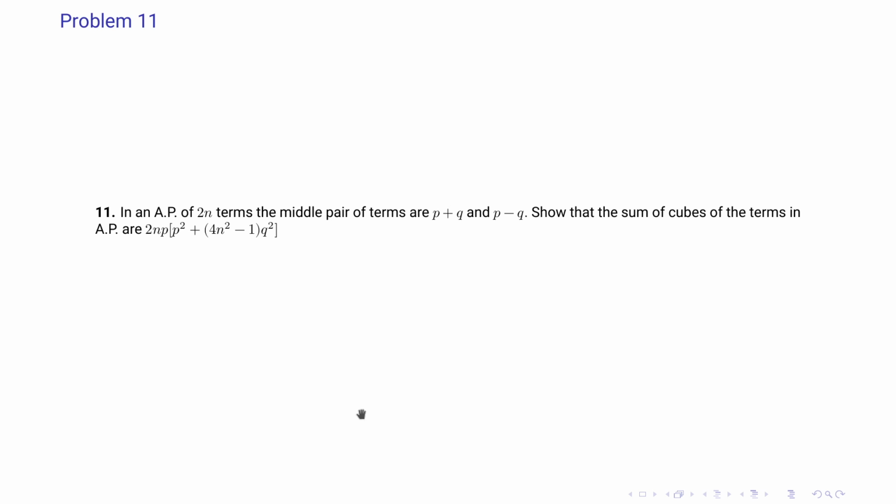Problem 11 says that in an AP of 2n terms, the middle pair of terms are p plus q and p minus q. Show that the sum of cubes of the terms in AP is 2np multiplied with (p square plus (4n square minus 1) q square).